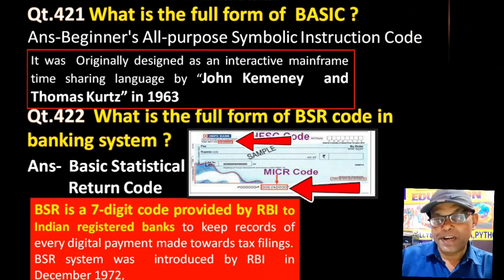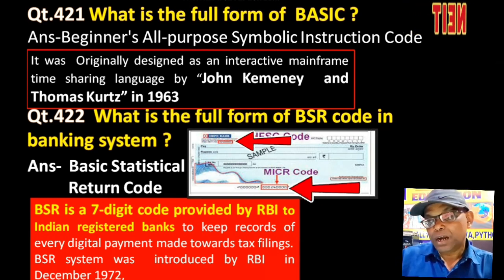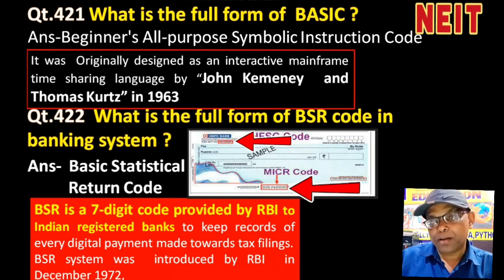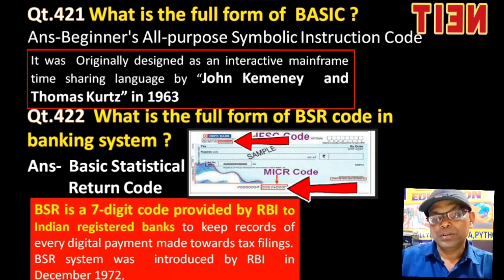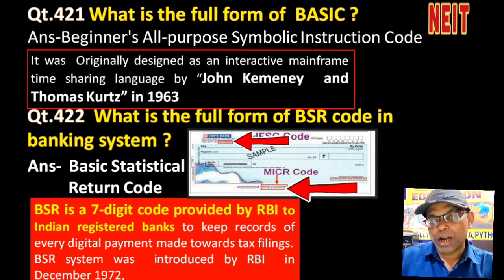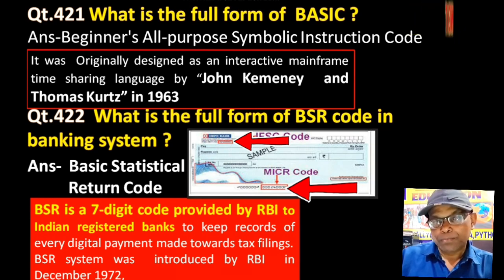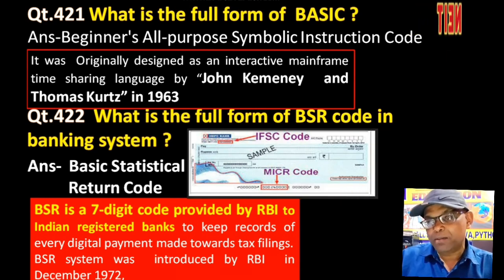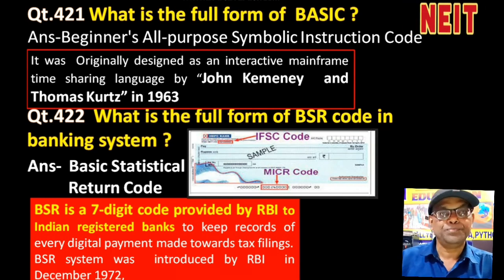The first 3 digits identify the bank name and the next 4 digits identify the bank branch, that is IFSC, Indian Financial System Code, and MICR code. The BSR system was introduced by RBI in December 1972.